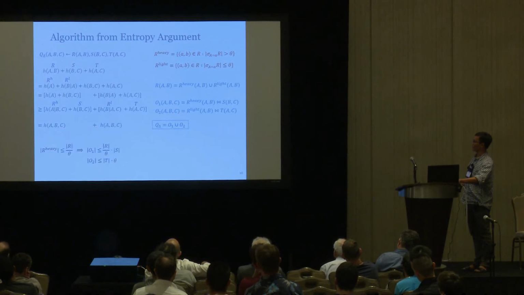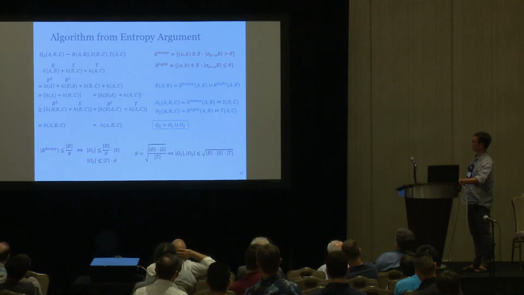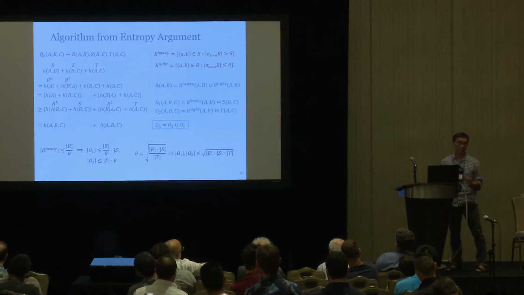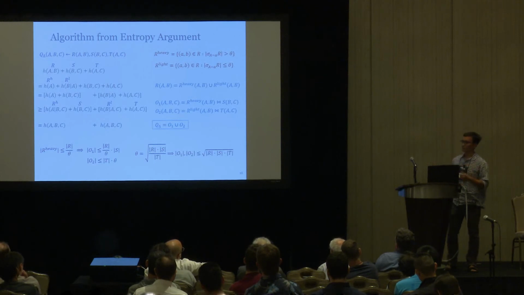And then you get the output, which is the heavy part of R joined with S and the light part of R joined with T. And then the output is going to be the union of those two. And it turns out that if you set the threshold correctly, then both of the intermediate output sizes are also bounded by square root of R, S, and T. Okay? This is a very different query plan compared to the previous one, but things work out to be precisely the same.